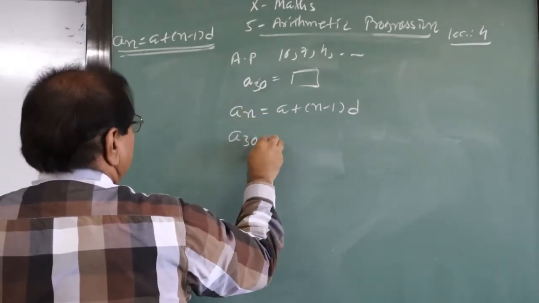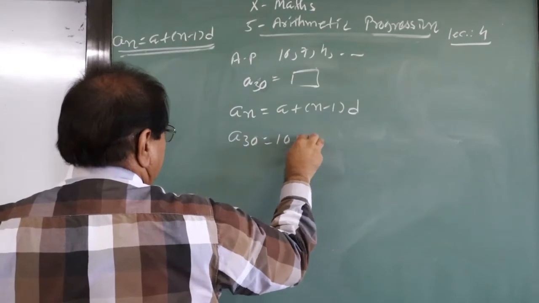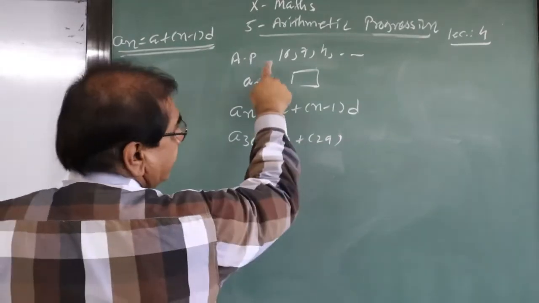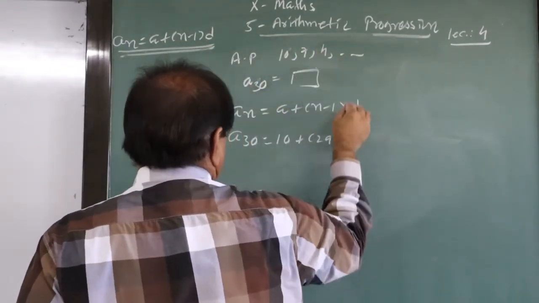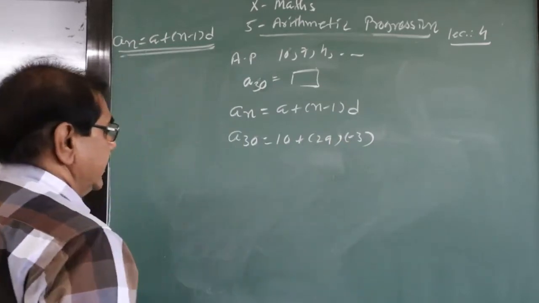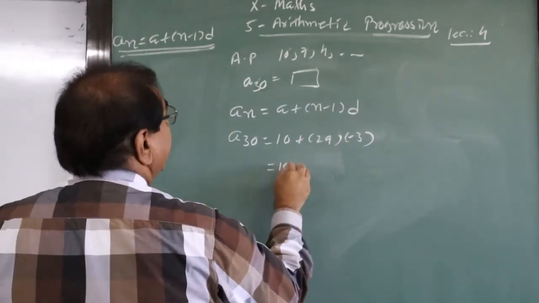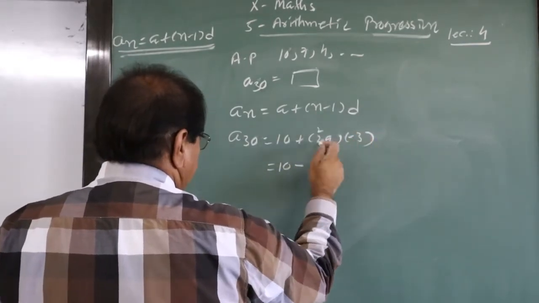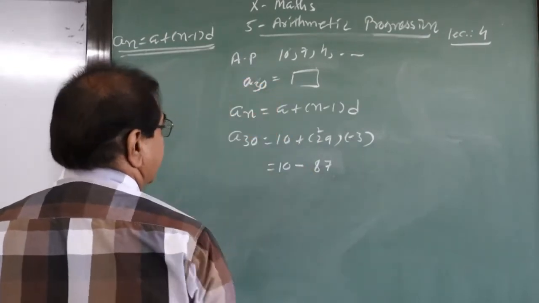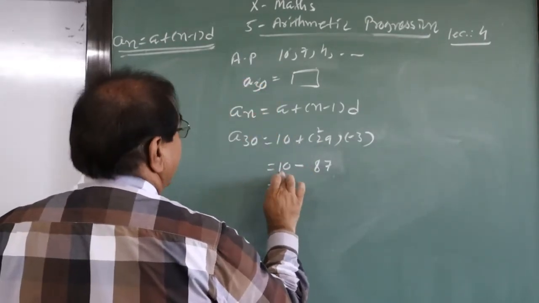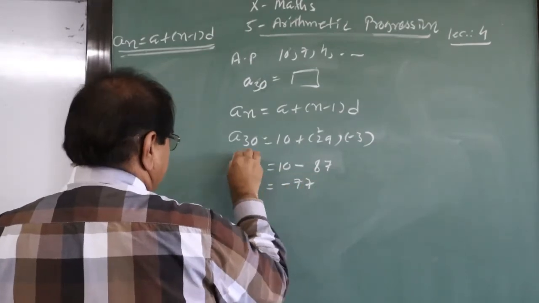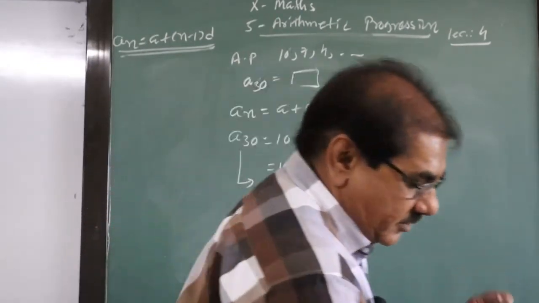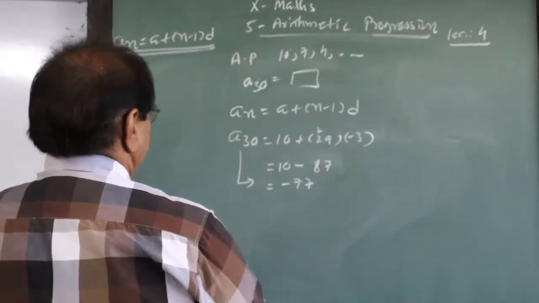So, A30. What is A? 10. N is 30, so 30 minus 1, 29. Difference is 7 minus 10, so it is minus 3. Okay? So 10 plus 29 into minus 3. 9 3s are 27, 2 3s are 6 and 2, that is 8. Minus 87. And 10 minus 87 is minus 77. So A30 is minus 77. Here you are given A, B, C, D certain options. You have to find the correct option and fill in the blanks. Okay?